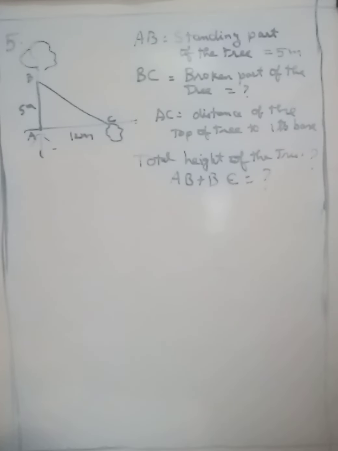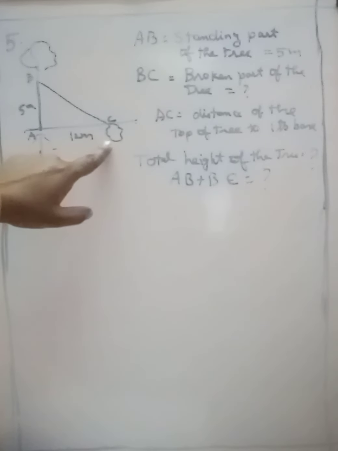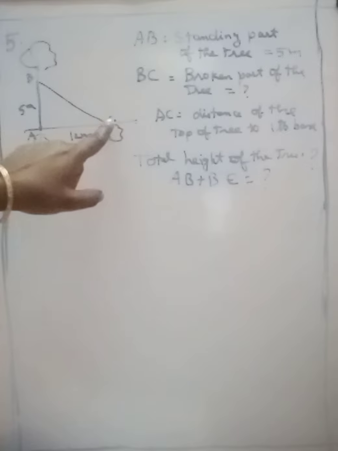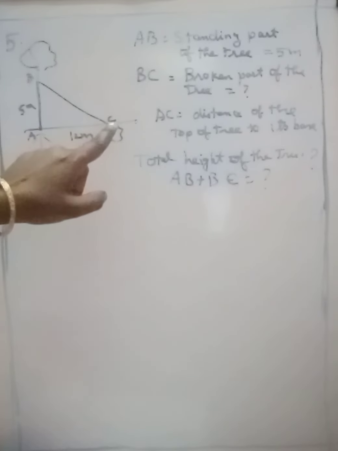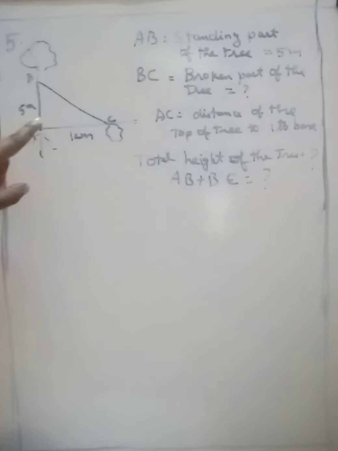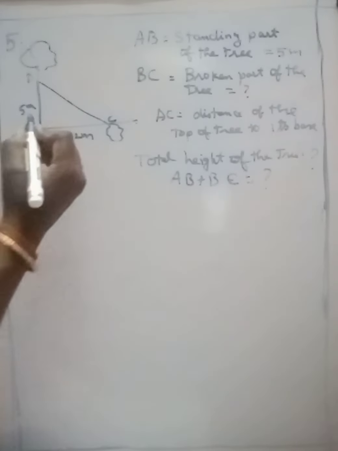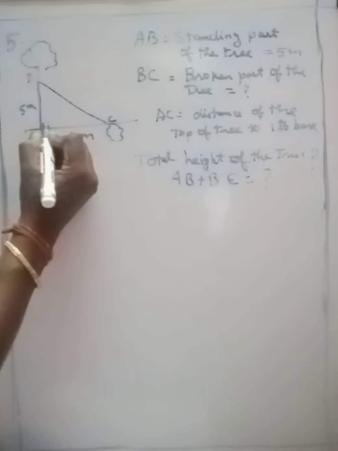Okay children, can you understand? AB is the remaining part which is standing still. BC is the broken part which touches the ground. C is the point where the top of the tree touches the ground. And the distance of the top of the tree to the base of the tree is 12 meter. It is given. Now we have to find the total height of the tree. Total height is AB plus this broken part BC. Okay. Now see here. This is the right angle.